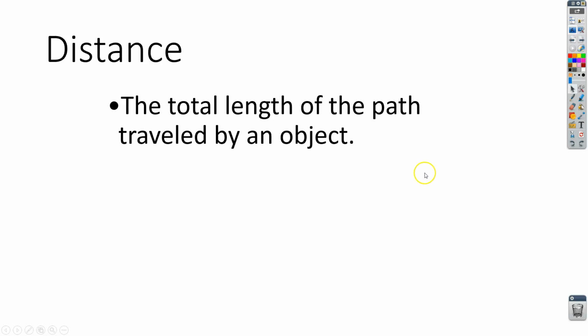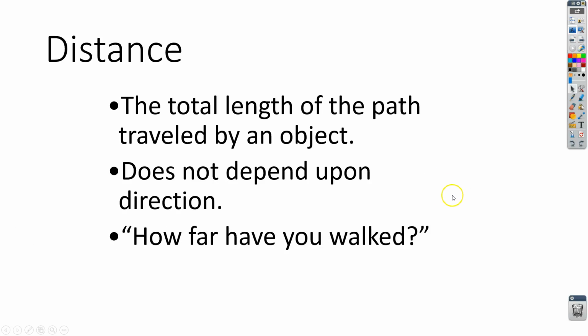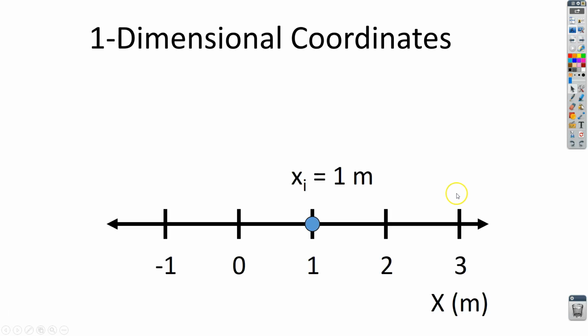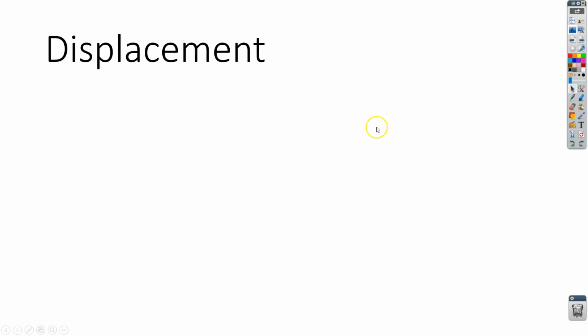Distance is different. Distance is the total length of the path traveled by an object, and it does not depend on direction. For example, we could say, how far have you walked? So here is what we're going to do. We're starting at x original, or x initial, which is the I, is equal to 1 meter. And we're going to travel to the final place, which is x is equal to -1 meter. Our distance here is 2 meters. So we ignore the negative. We're just going to say we went 1, 2 full meters here. So that is our distance that we moved.